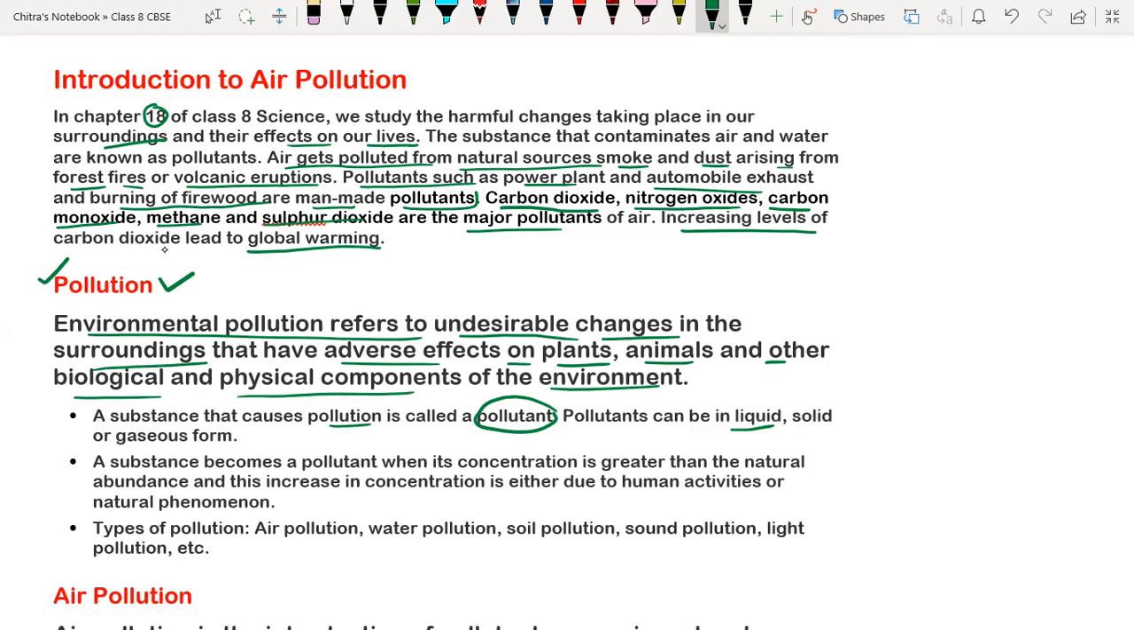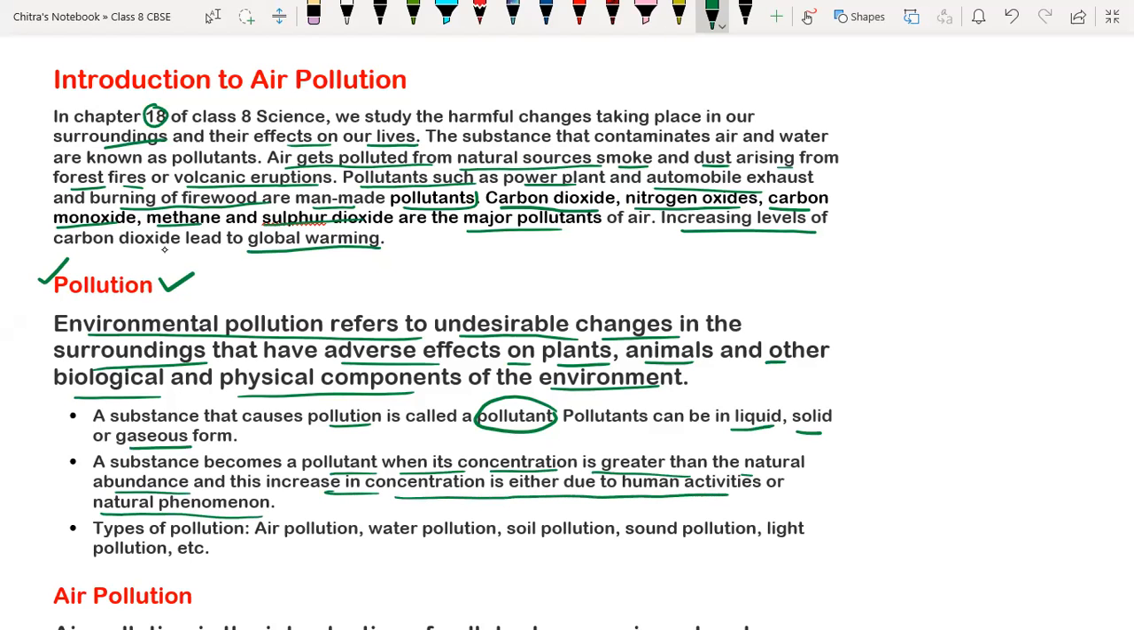Pollutants can be liquid, solid, or gases. A substance becomes a pollutant when its concentration is greater than the natural abundance. That means if the percentage of any pollutant increases above the permissible limit or natural limit, then it is called pollution. The increase in concentration is either due to human activity or due to natural phenomena. They will cause pollution to the air, water, etc.